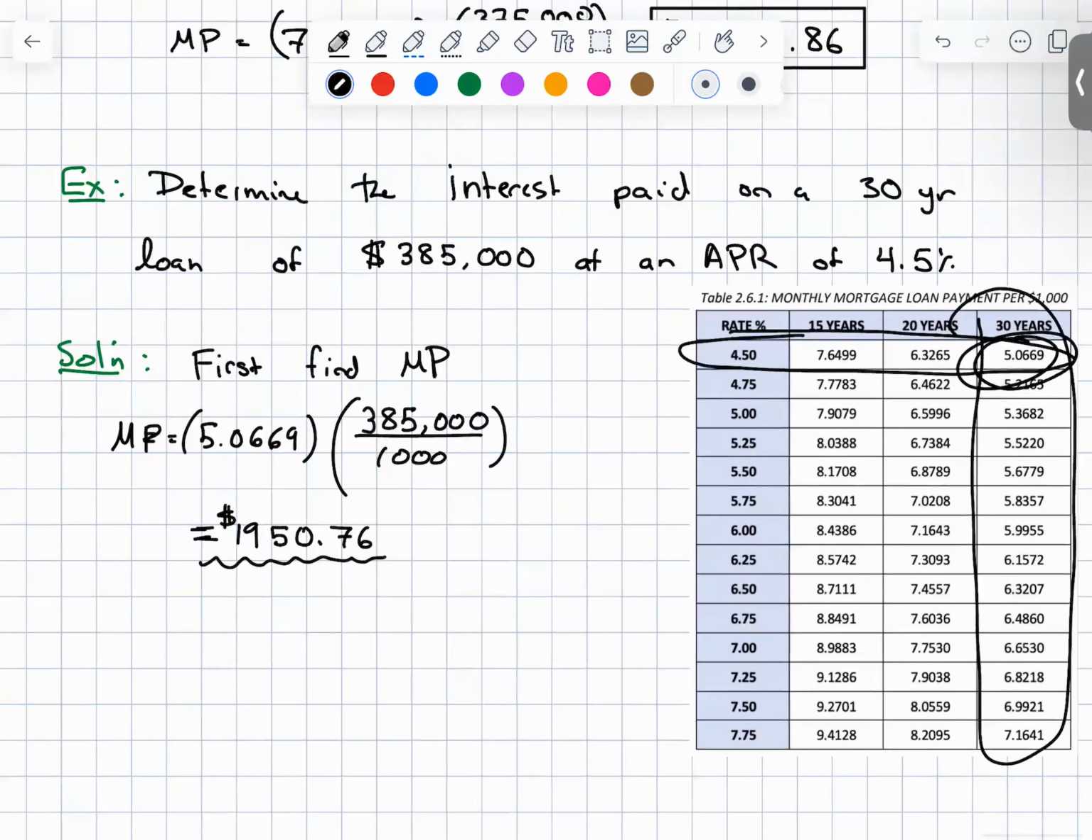So the total amount paid is going to be 1950.76 times 12 times 30. Try and figure out why that would be the case.